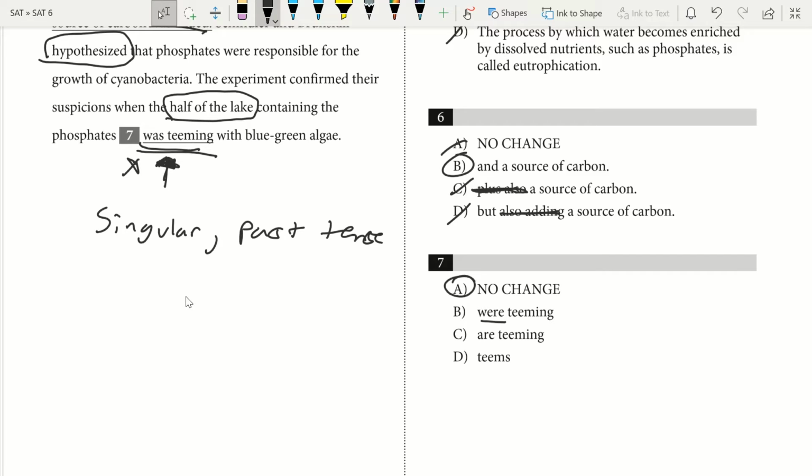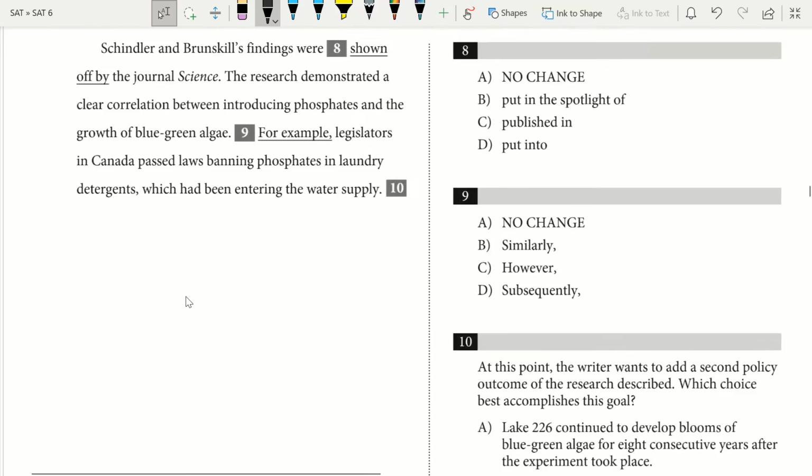"Were" would be plural, so I know that one's out. And then we have "teems," which would be present, not past. And then we have "are teeming," which is also not past tense. So my answer there is going to be A.